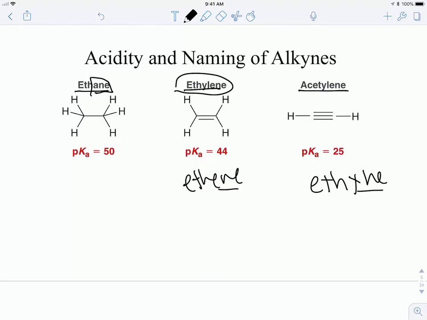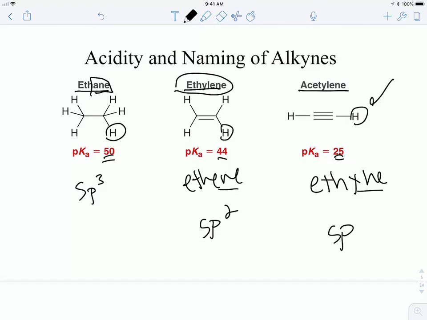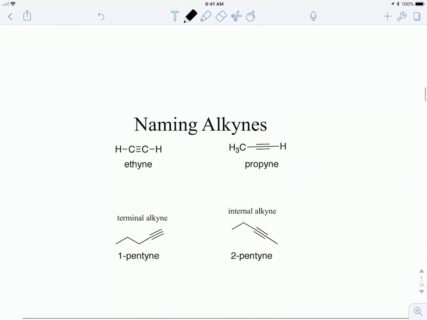The other thing to pay attention to here is how the acidity of this CH bond changes as the hybridization changes. In an sp3 CH bond, it is not acidic at all. In an sp2 CH bond, the acidity increases slightly, but notice that the acidity really jumps up there. A pKa of 25 means that this is 20 orders of magnitude more acidic than an sp2 hybridized CH bond. So we have bases that are capable of deprotonating these hydrogens that have a pKa of 25.